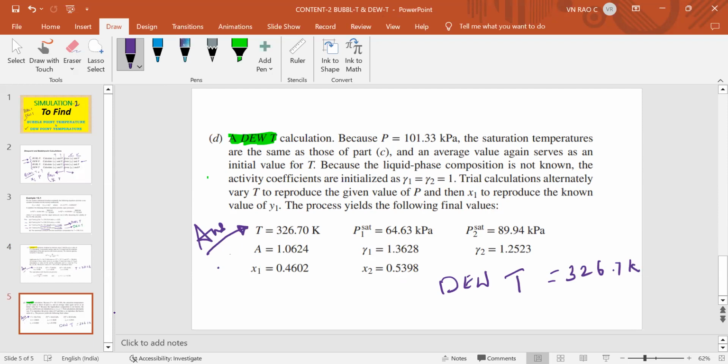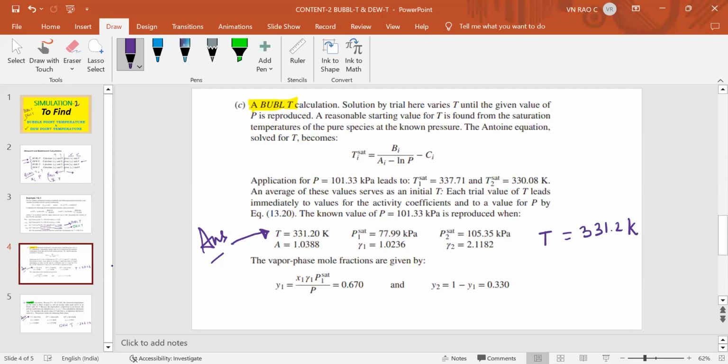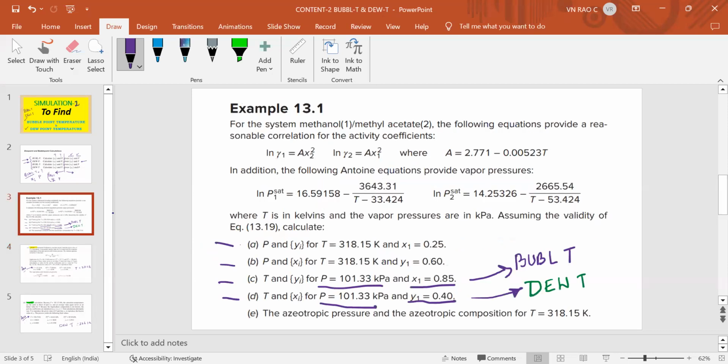Now you can understand that the dew point temperature is lesser than the bubble point. That is what we have to understand: bubble point temperature and dew point temperature. So let us calculate and understand this concept now.